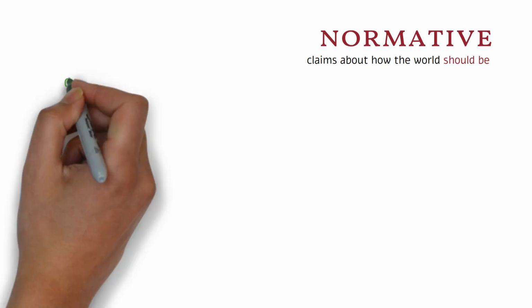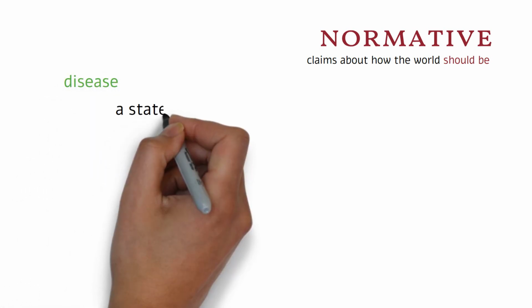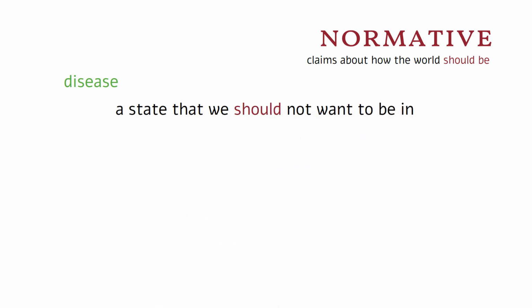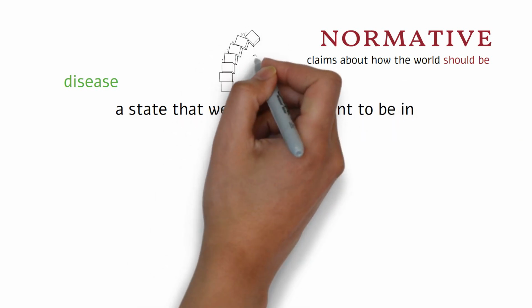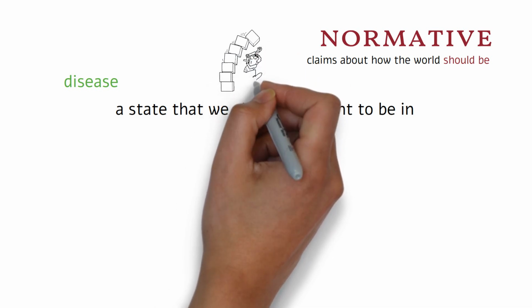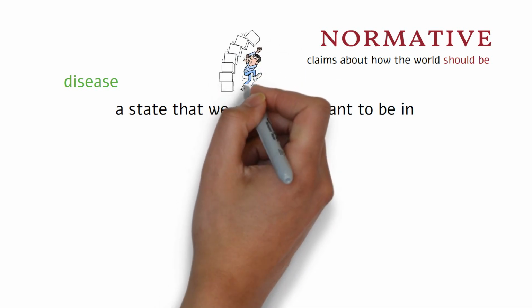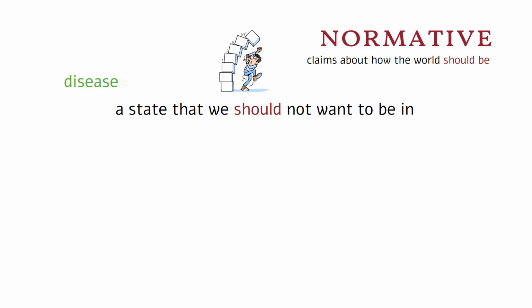More straightforwardly, if health is normative, what we're really saying is that disease describes a state that we should not want to be in. If the state we're in is bad, then we should want to be out of that state. So, rather than biological deviation from norms, we really base our ideas of health and disease on whether people want to be in that state.